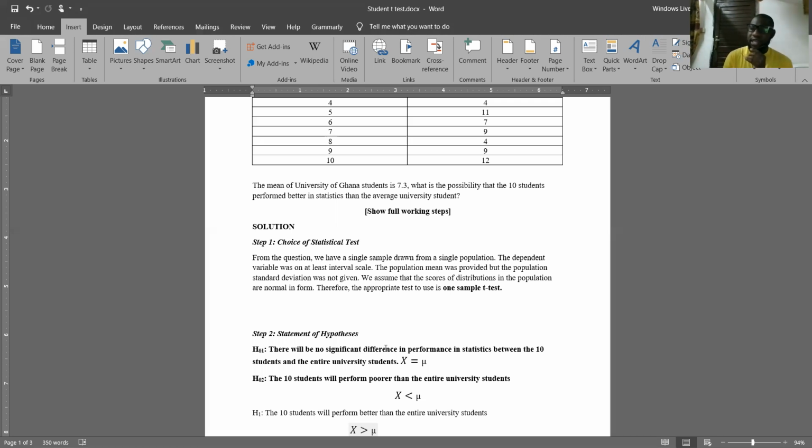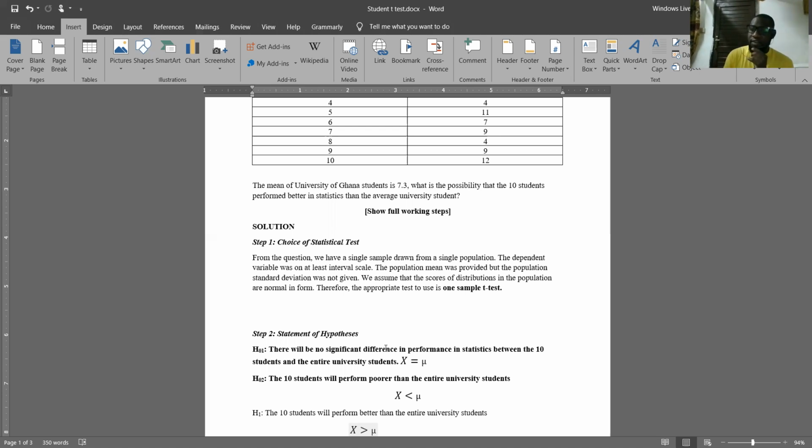But in stating this, you're supposed to put it in a statement form, and it's supposed to be in the future tense because it is a prediction. We haven't gone to the field to test it yet. So when you go through, you can see that for H1, I indicated the 10 students will perform better in statistics than the entire university student population. So this is a typical one-tailed or directional hypothesis.